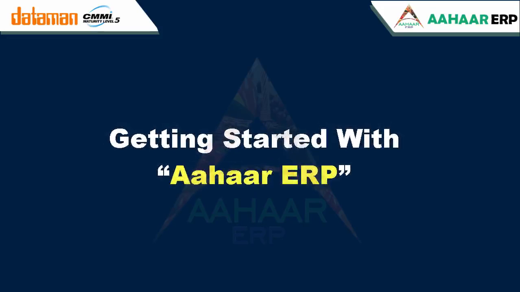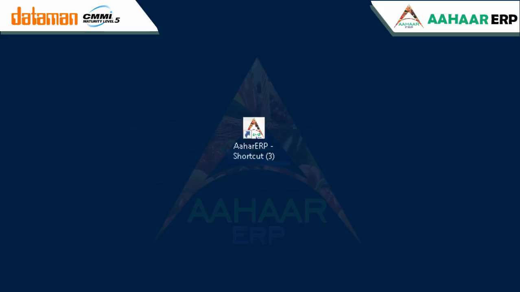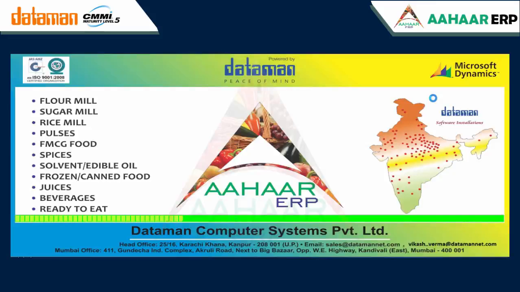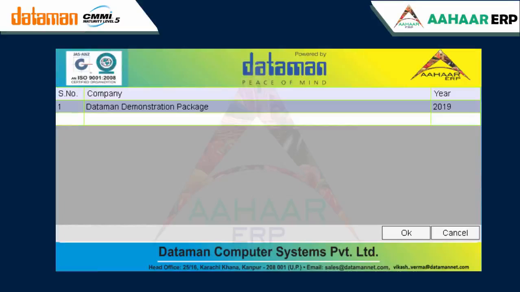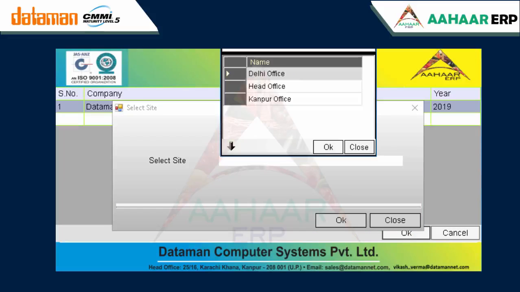Getting started with Aahaar ERP. Double-click on the icon Aahaar ERP, and you'll get the login screen. Enter the username and password. Click on OK button. This would take you to the company screen. In this window, you have to select your company name if more than one, and click on OK button.